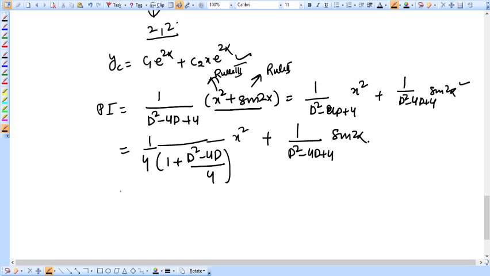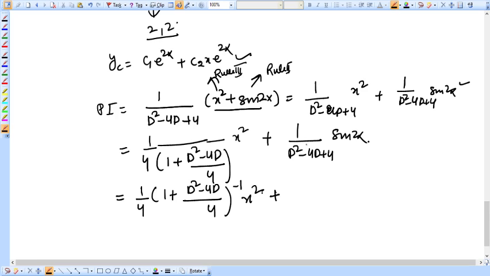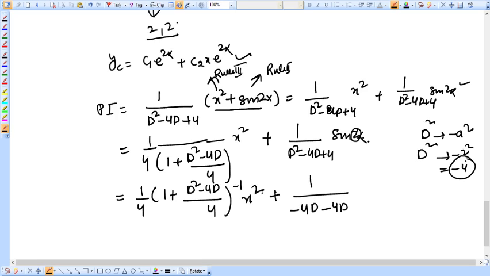Now 1 by 4, 1 plus D square minus 4D divided by 4, whole to the power minus 1, acting on x square. Plus here you see we can solve it by using rule 2. In rule 2 we replace D square by minus a square. Here a is 2, so D square will be replaced by minus 2 square, that is minus 4. So minus 4 minus 4D plus 4 of sine 2x. So 4 and 4 cancel, and we are left with minus 1 over 4D only.